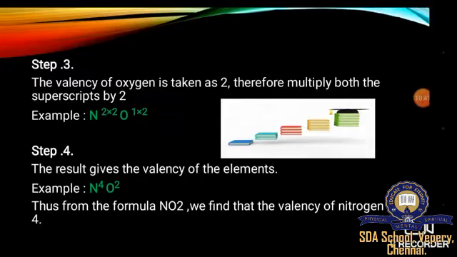By this method we can find the valency for the given compounds. I repeat the steps. First we write the formula, then we interchange the subscripts and write them as superscripts. Then you multiply by the known valency, and at last you get the valency of the unknown element.